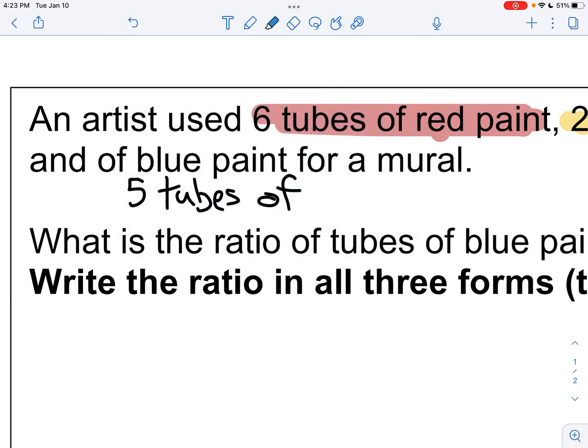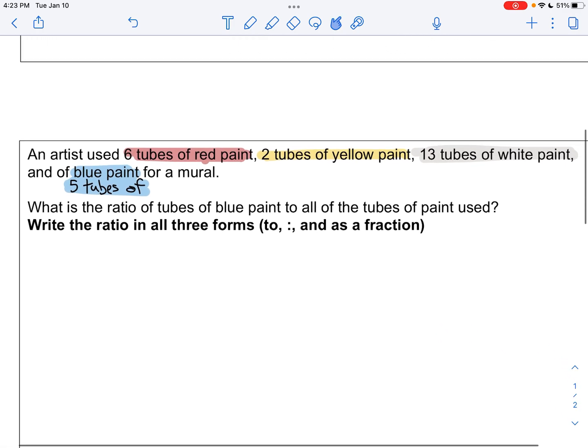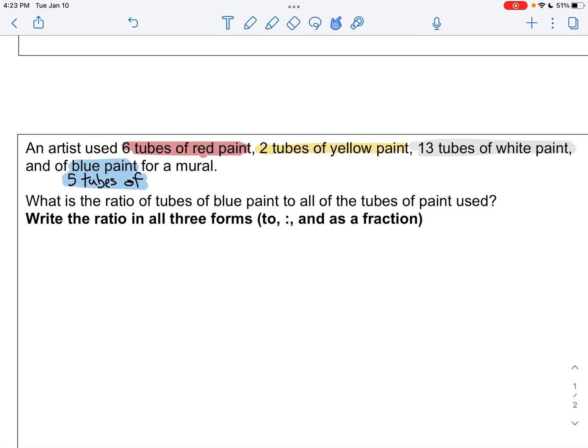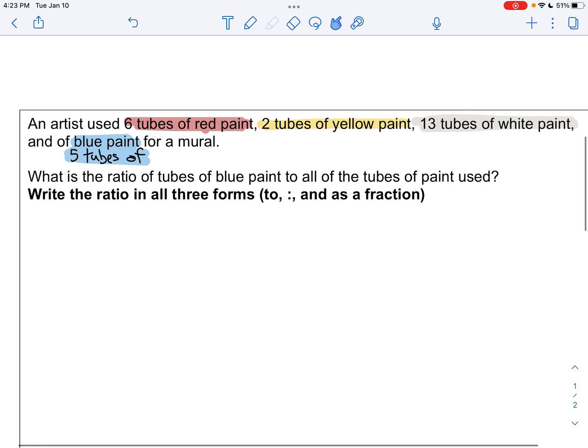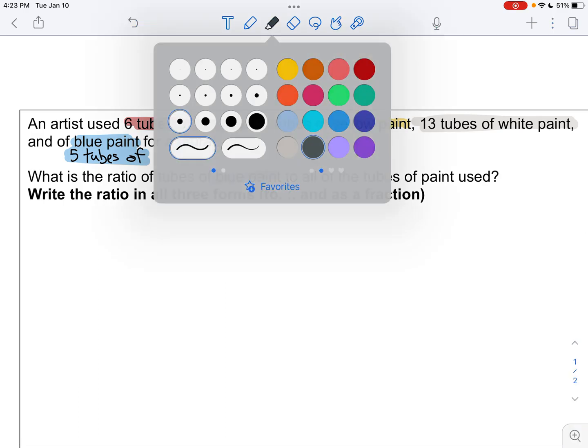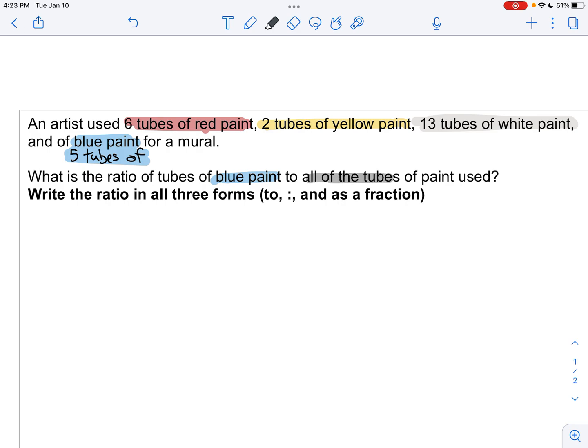Goodness gracious. All right. Now I'll be able to answer this question. An artist used 6 tubes of red paint, 2 tubes of yellow paint, 13 tubes of white paint, and 5 tubes of blue paint for a mural. What is the ratio of blue paint to all of the tubes of paint used?